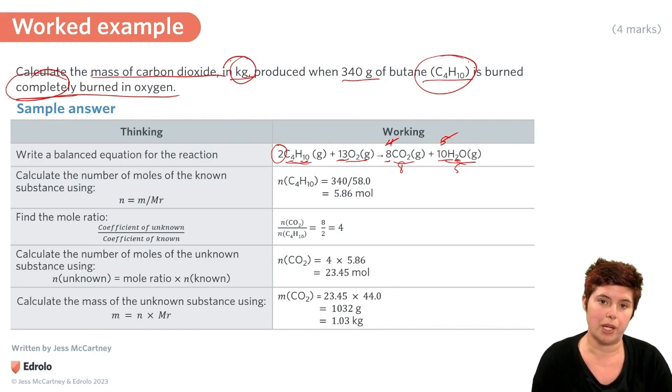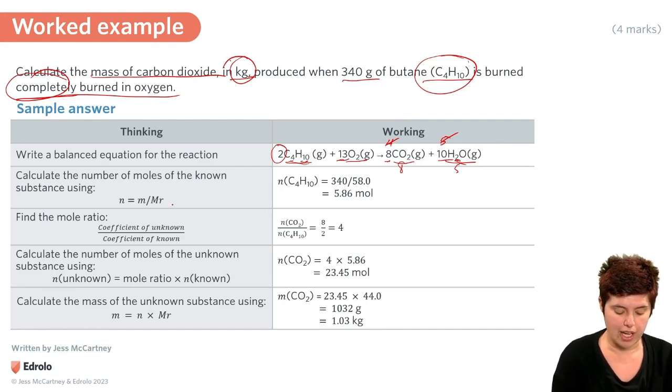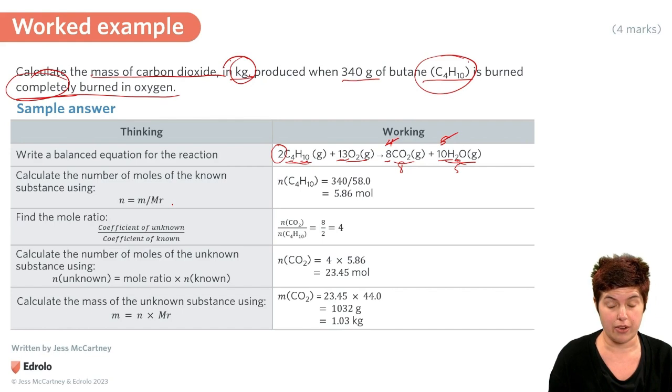It's really important that we balance our equations correctly because in a stoichiometric calculation, we need to be able to use those ratios to get the unknown. So the next step is to calculate the number of mole, and this is a mass to mass calculation. So we're going to begin with the mass.